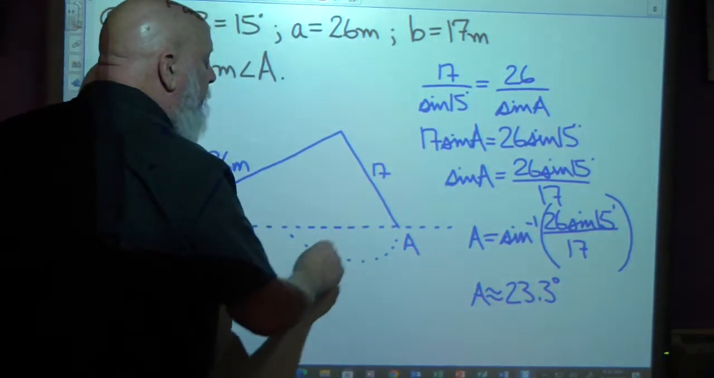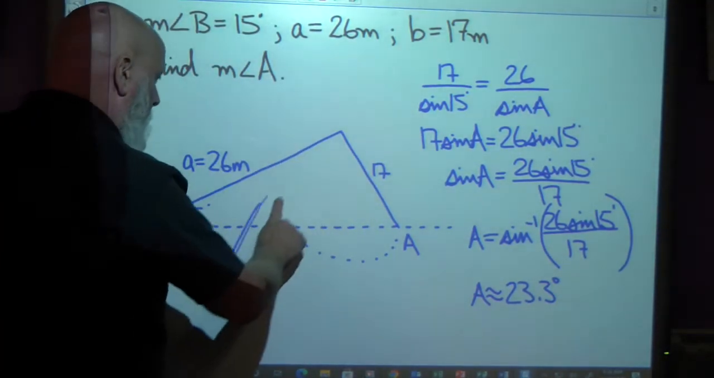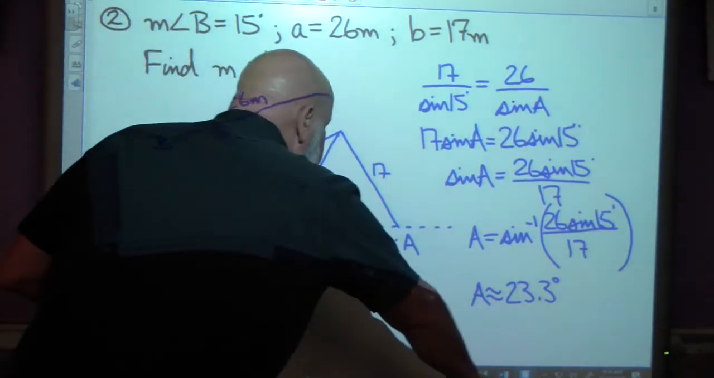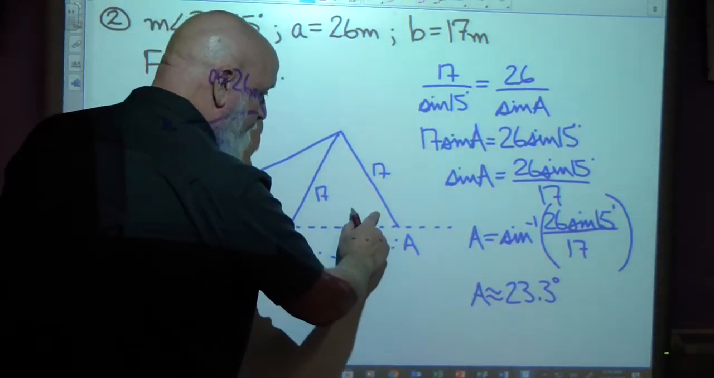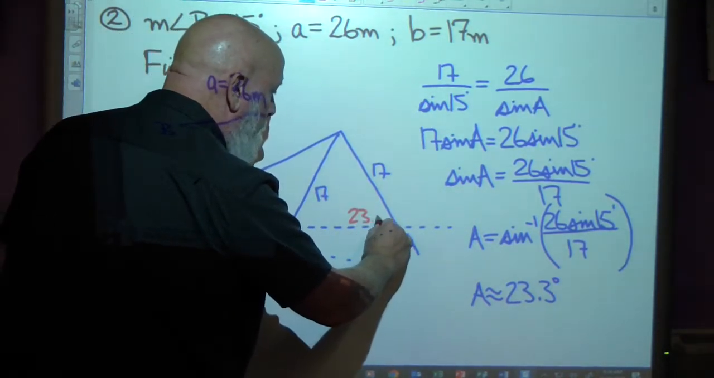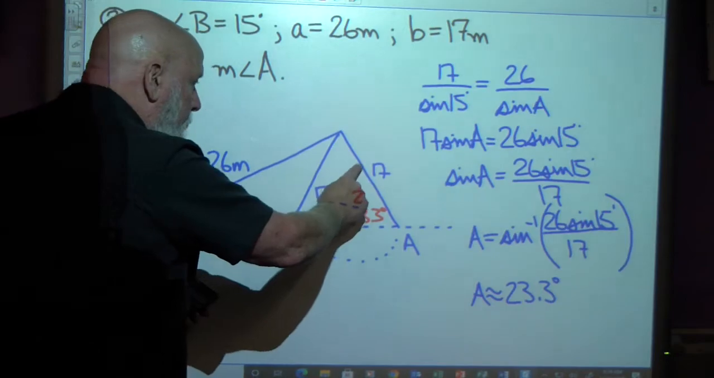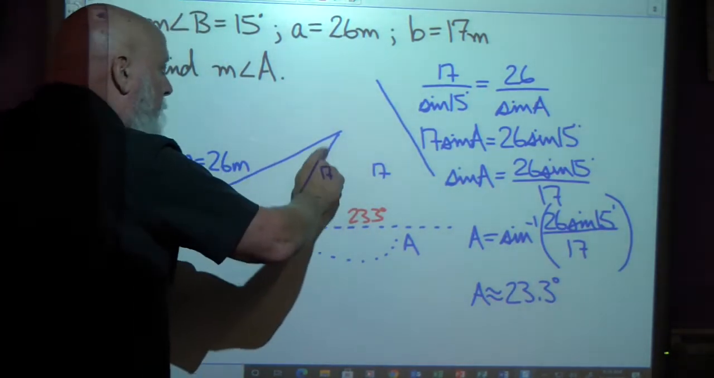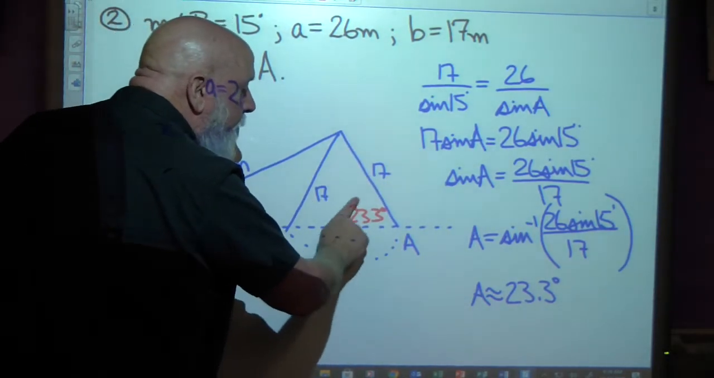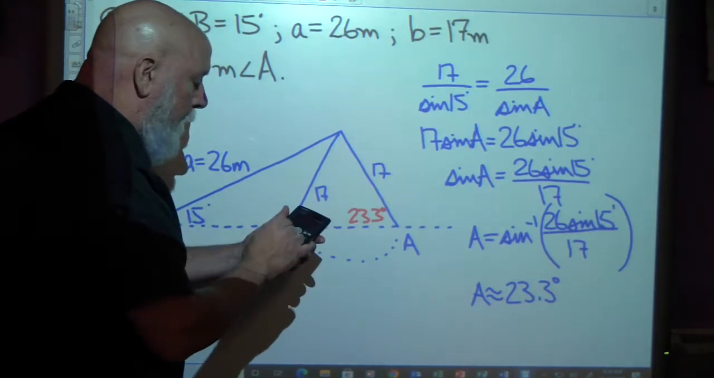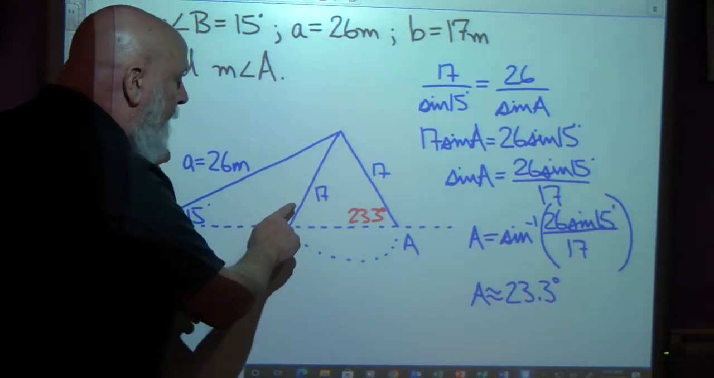As soon as I know that this is 23.3, then I know the other possibility, if this is 17. I just found this is 23.3. It doesn't look like it because my drawing isn't to scale. I know that this is the supplement of that. If I looked at this triangle right here, the other possible triangle that I could draw, this would be the supplement of the one I just found. So we always look for the acute angle first, because our calculator will give us that automatically. And then we subtract that from 180, and that gives us the other possible angle.